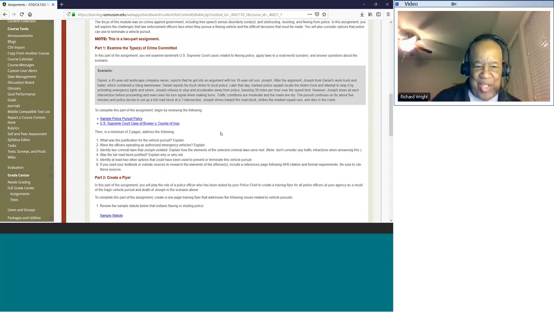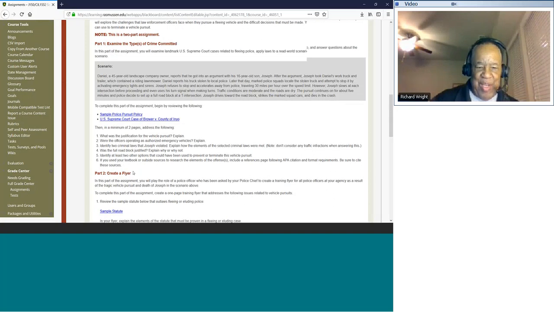Now, a minimum of 2 pages. You've got to make sure you satisfy that, and you address these 6 issues. Notice very importantly the last one: if you use your textbook or other outside sources, include a reference page, APA citation, and form requirements. Please be sure to cite the resources. Now, you already know from your course homepage that your textbook should not be the sole source of your paper, because there are plenty of resources that are available to you.